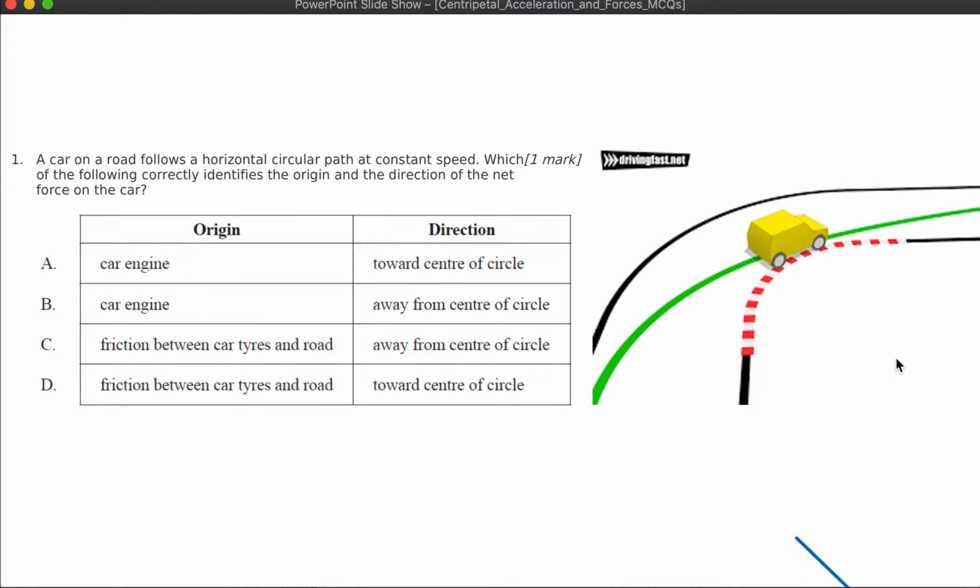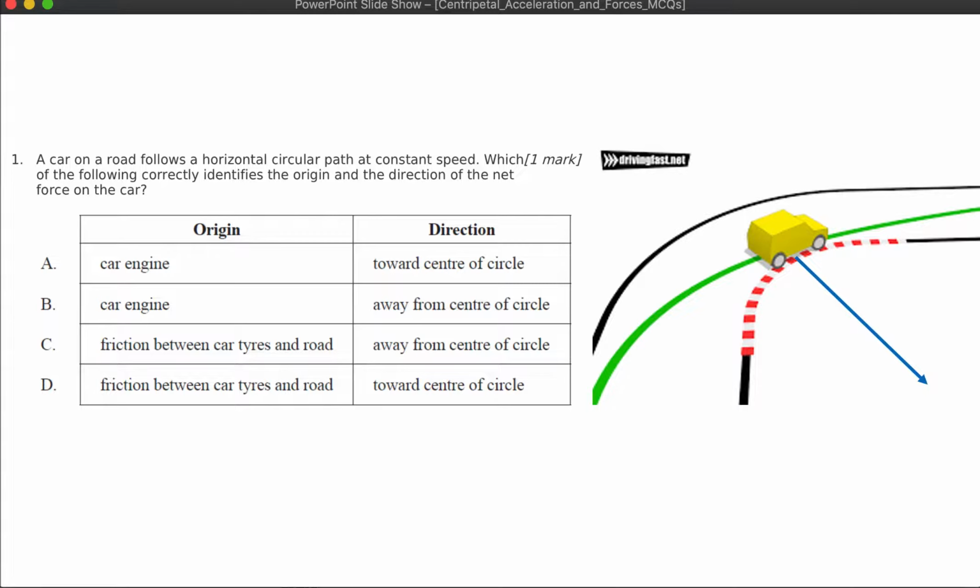Now remember our centripetal force, if we want to continue having our circular motion, it must act towards the center of the circle. And so therefore, we can actually rule out two of our answers, B and C, because they are telling us that the force must be away from the center of the circle. The question is, where does this force come from?